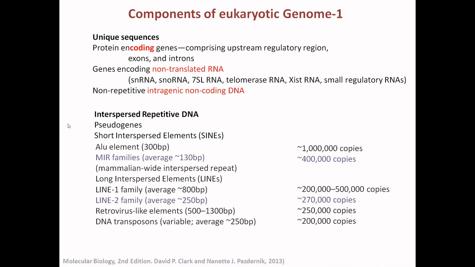Okay, so those are the pseudogenes. Then there are short interspersed elements, also called SINEs. There are the Alu elements, which contain an internal promoter so that they can initiate transcription, reverse transcription, or reintegration. And there are almost 1 million copies. Then there are the mammalian-wide interspersed repeats, also called the MIR families. Average length is 130 base pairs, and there are 400,000 copies.